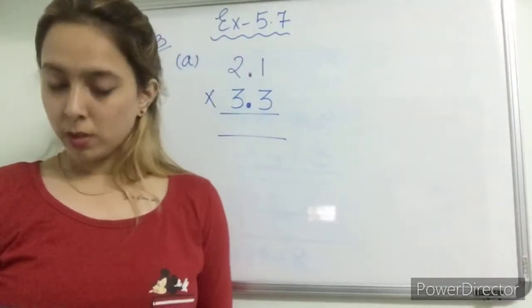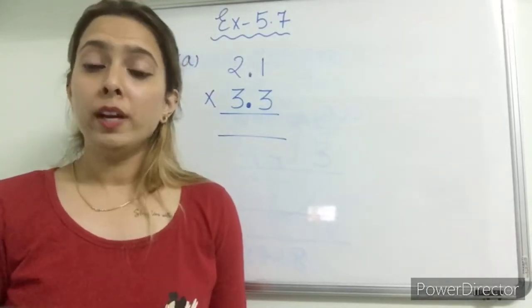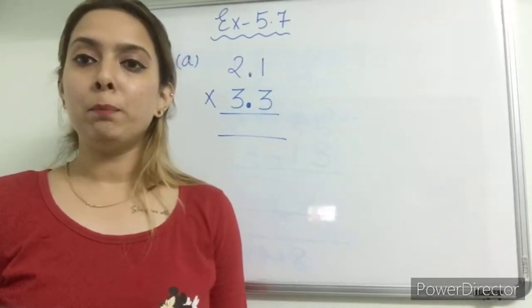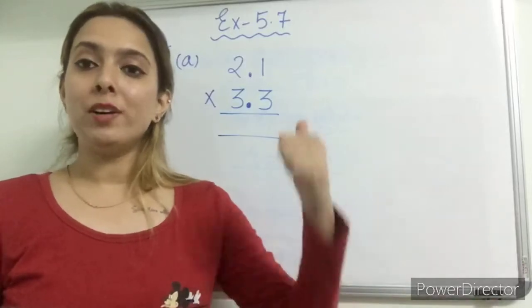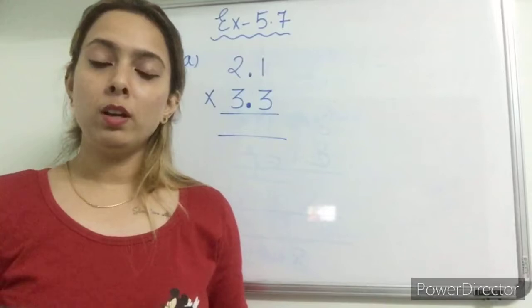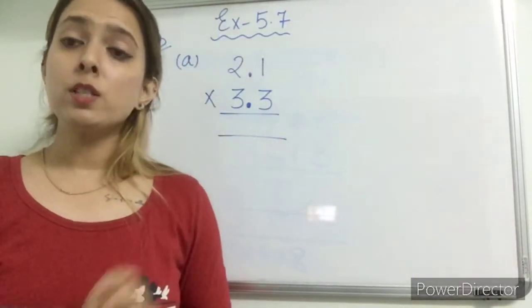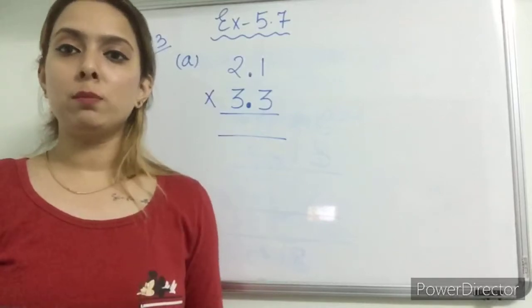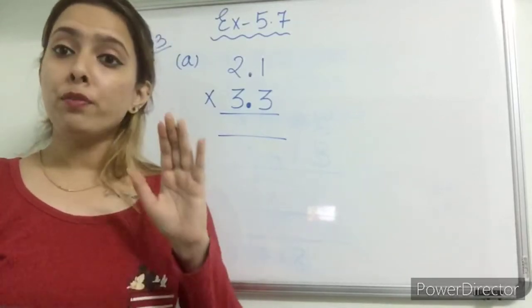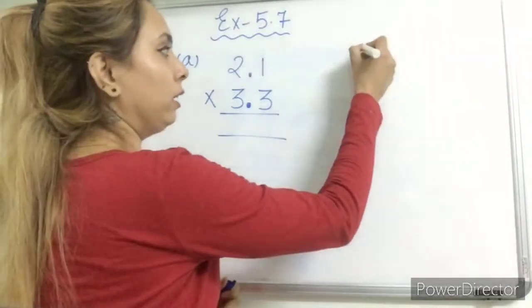Next is question number 3. Multiply the following. Here this is the third type. Third type means multiplication of a decimal number by a decimal number. This is also very simple. Here you all can see both the numbers are decimal numbers. First we will remove the decimals from both the numbers and perform the multiplication normally. So I am just doing it here.